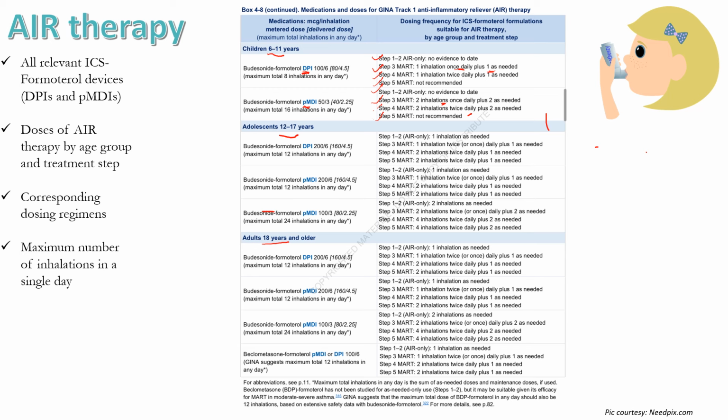Then the maximum number of inhalations in a single day which the patient can take. For example, a patient between 6 to 11 years of age, if he is using budesonide formoterol dry powder inhaler, he can use a maximum total of 8 inhalations in one day and 16 inhalations in one day if he is using 50 by 3 budesonide formoterol, which however is not available in India. So in India we have only 100 by 6, PMDI also is 100 by 6. So this is what it mentions about adding details about anti-inflammatory reliever therapy.